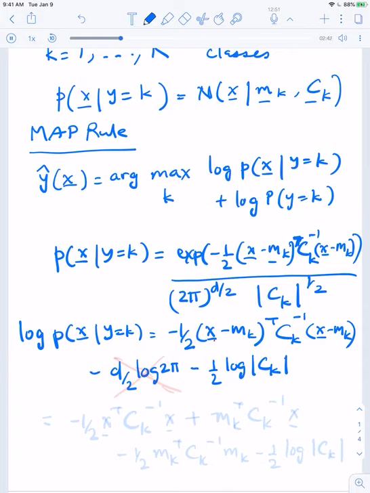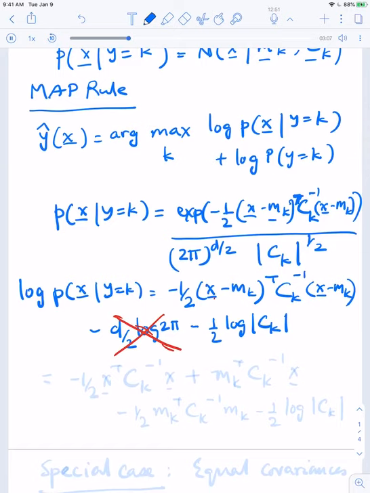Now remember that we are going to look at x as fixed, that's the data that's given to you, and maximize over k. So any term in this that does not depend on k can be thrown out right away. This term is obviously independent of the class, so I can cross it out, right? Let's write out the other terms, and depending on whether there are special cases or not, we might be able to throw out more of them. In general, it doesn't look like I can throw out anything because everything seems to depend on k.